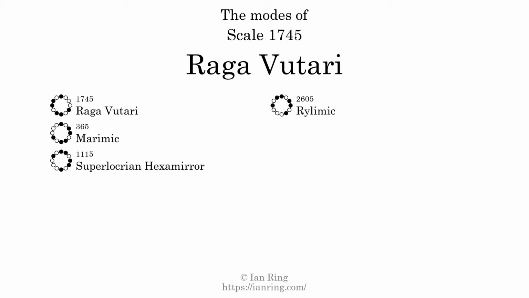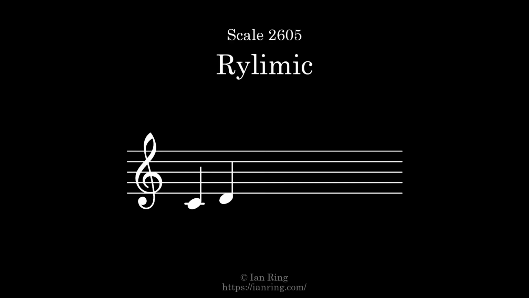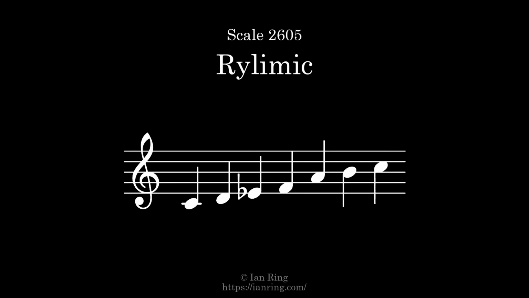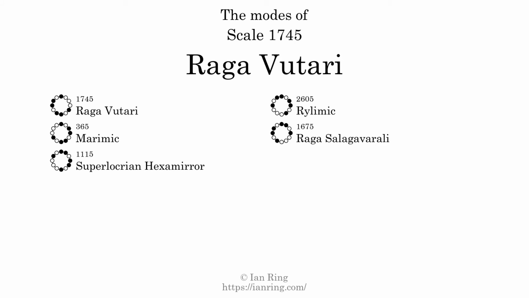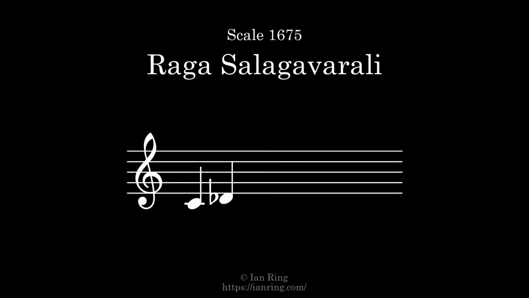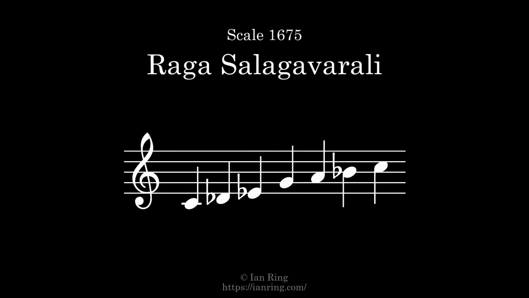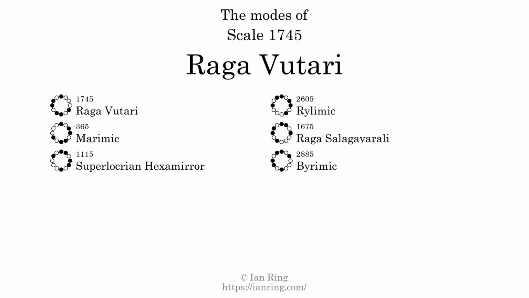The fourth mode is scale 2605, also known as rhythmic. It sounds like this. The fifth mode is scale 1675, also known as Raga Vutari. It sounds like this. The sixth and last mode is scale 2885, also known as birhythmic. It sounds like this.